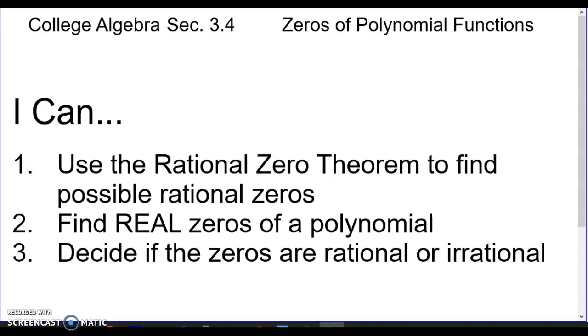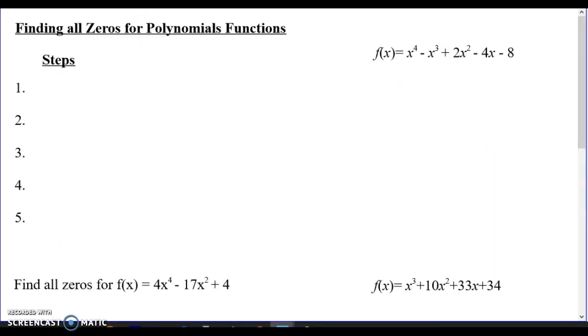So let's go through a couple of examples and figure out some steps to work through. And as always, if you want to work through pieces yourself, stop the video, work on it yourself, and then join back in. So, finding all zeros for polynomial functions. We're going to start with this one.